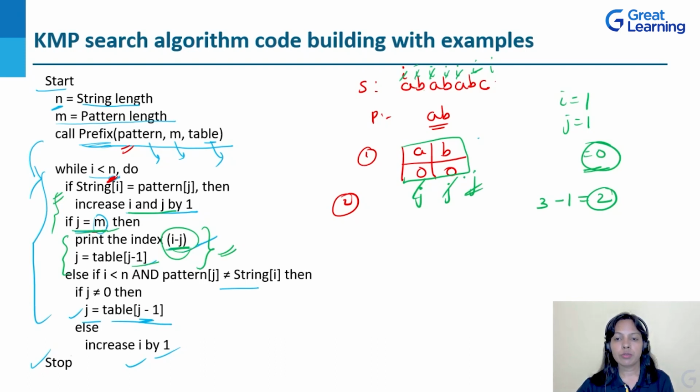So to execute that loop, j will be now pointing at table j minus 1. So table j minus 1 is this location. So j will be pointing at 0th location again. And we have to print the index I minus j.